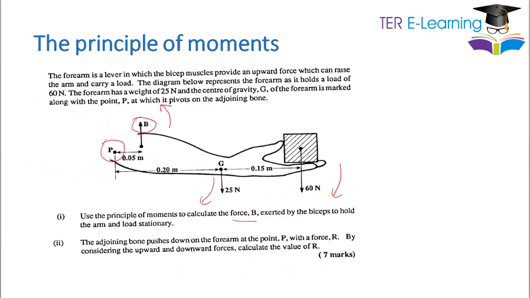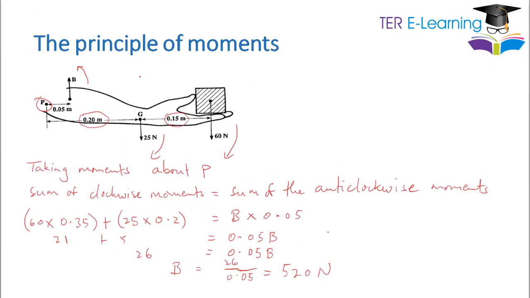So they said using the principle of moments, calculate the force B. Now, the next part, part 2, they said the adjoining bone pushes down on the forearm at the point P with a force R. By considering the upward and downward forces, calculate R. So let's go back to this. What they are saying is that you have B. B is acting upwards.